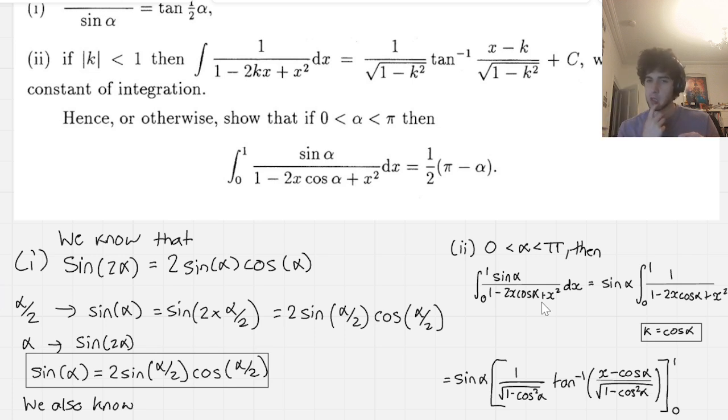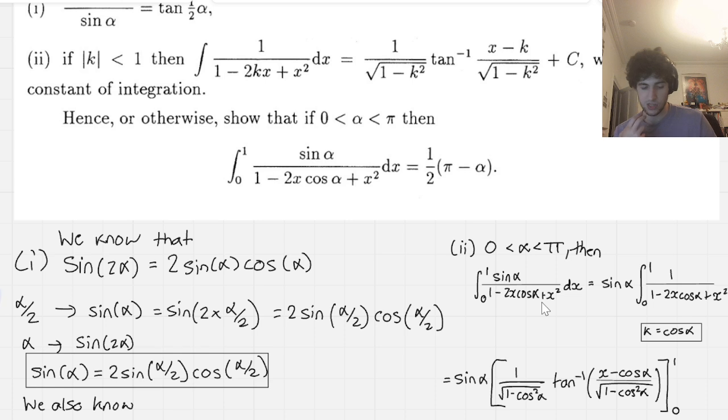Okay, so first things first, what is the square root of 1 minus cosine squared alpha? Well, 1 minus cosine squared alpha is sine squared alpha, because sine squared alpha plus cosine squared alpha is 1. That's a famous identity, the Pythagorean identity.